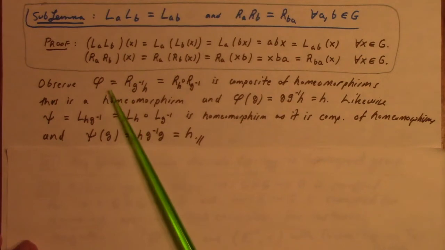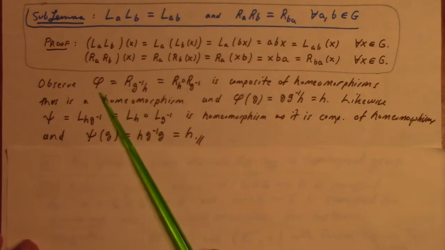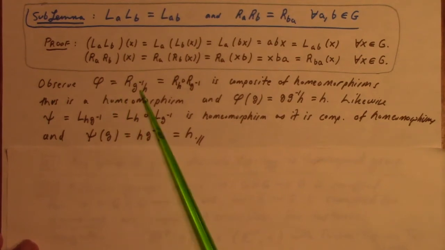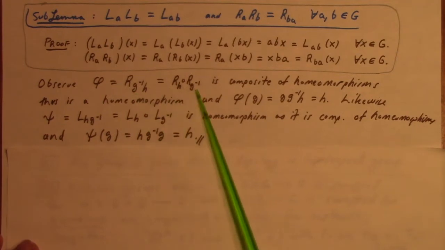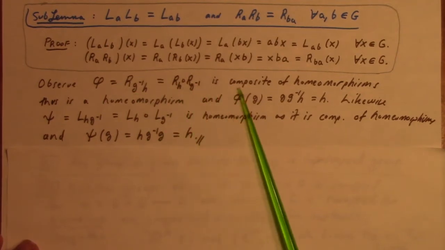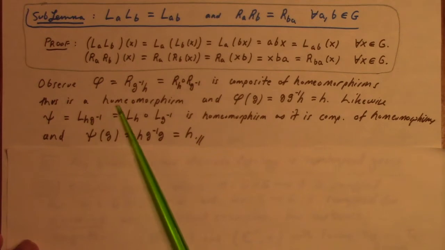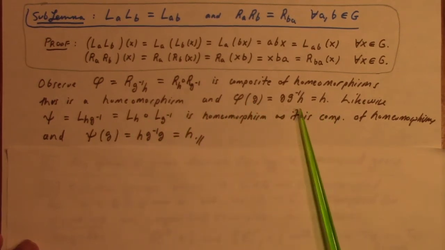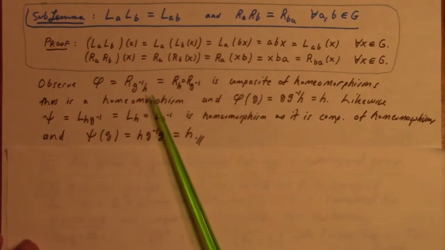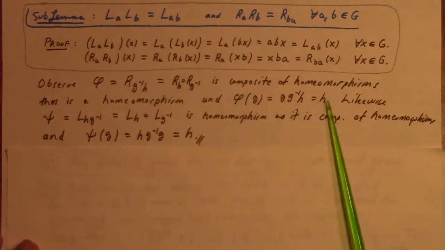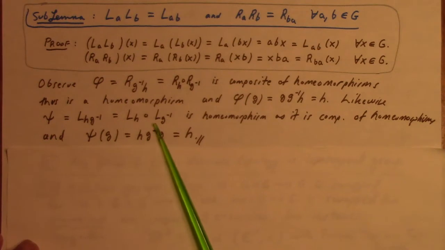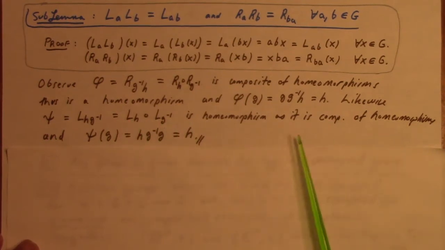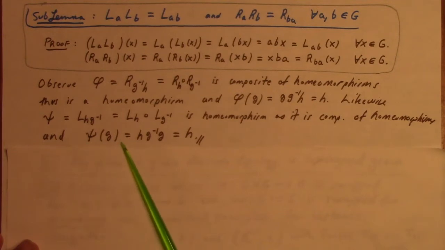Anyway, so if we have this, that is literally the composition of R_H and R_G inverse, and as such, it's the composition of homeomorphisms, which is again a homeomorphism. And the same for phi. This phi maps G to H, and likewise psi is the composition of left multiplications, which is again the composition of homeomorphisms. And you can see that psi maps G to H.